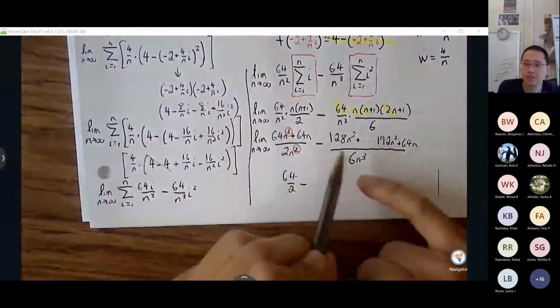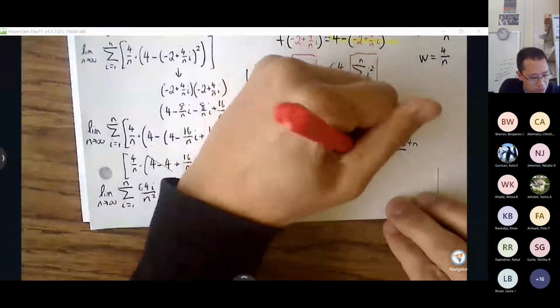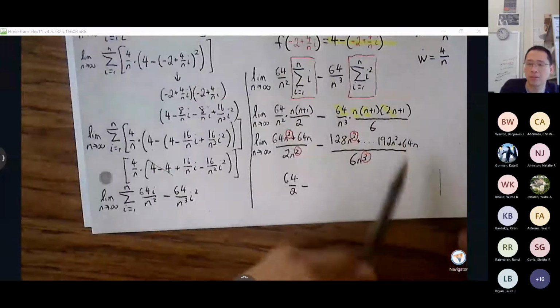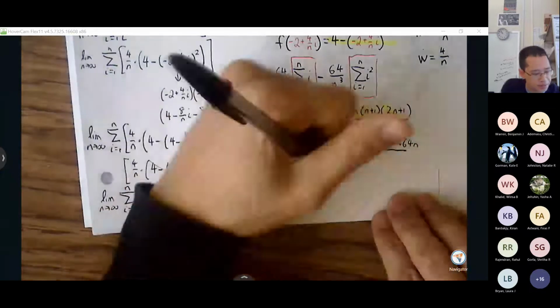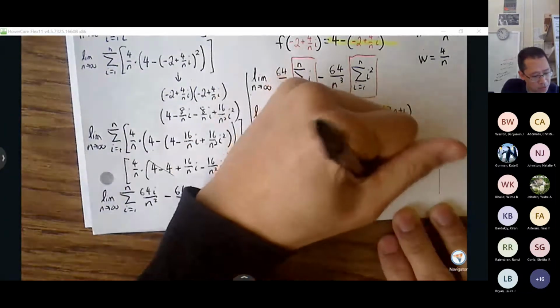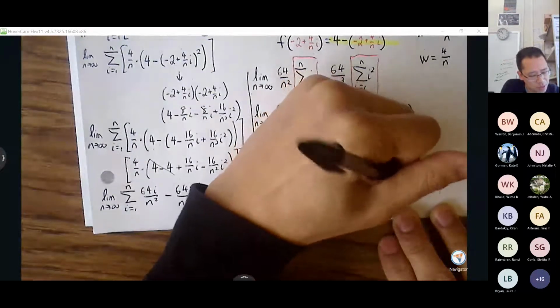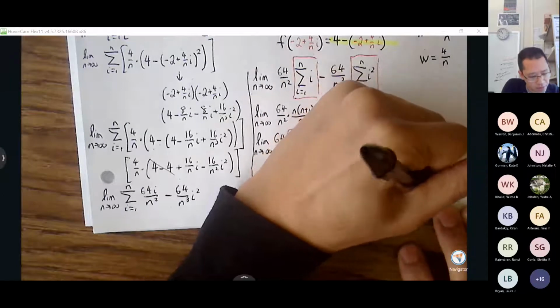Second fraction, only n cubed matters for us. Those are the highest. The lower degrees are not going to play a role in evaluating the limit. So just 128 over 3. So 32 minus 128 over 3 gives us 32 over 3.